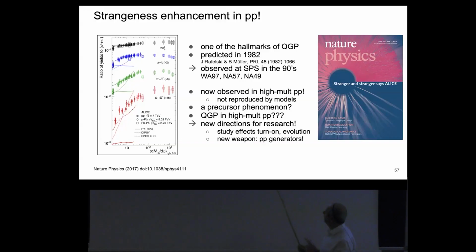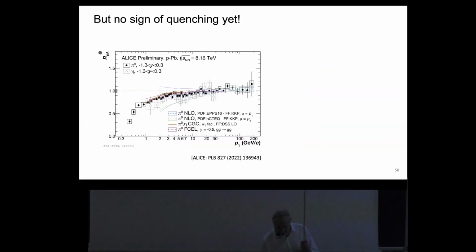But the important thing here is that this has opened a completely new direction of research, because indeed we can tune in the amount of collectivity, and we can now use PP event generators to study the phenomenon. There are these effects, but there is no experimental sign of quenching yet in proton-proton collisions. This is the present status.